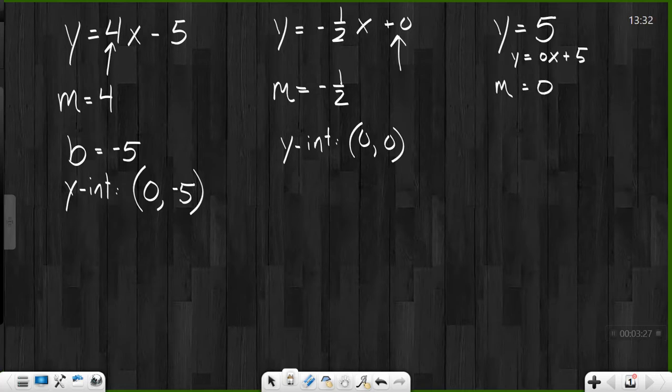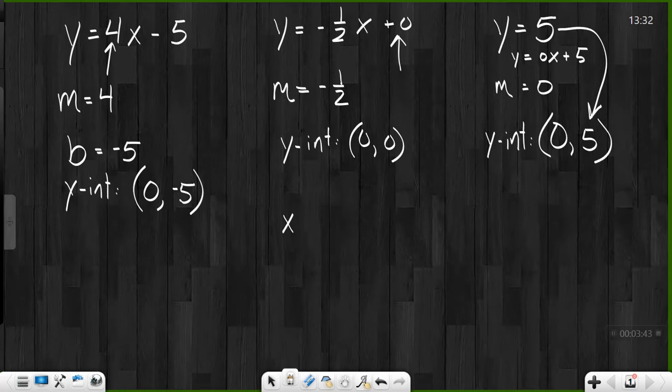And so in this case, my slope is 0 because there's 0 x's. My y-intercept, however, would be (0, 5) because that's my constant. This number right here is the number without a variable, and it is my constant. To give you a unique example, we'd also see something like this.